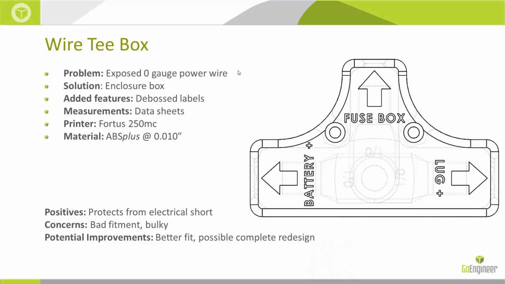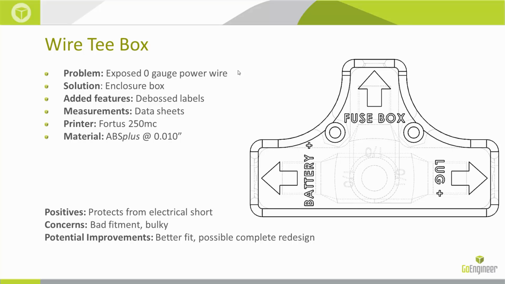Project number 3, wire T-box. All right, the problem: I had some exposed 0-gauge power wire under the dash of my car. This was a result of me moving the battery from the front of the car to the rear of the car. It's now sitting in the wheel well of the car.